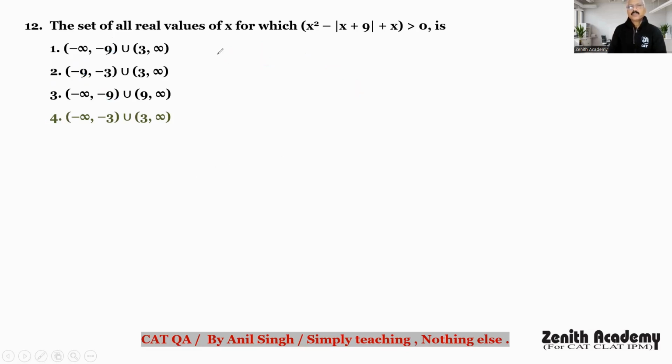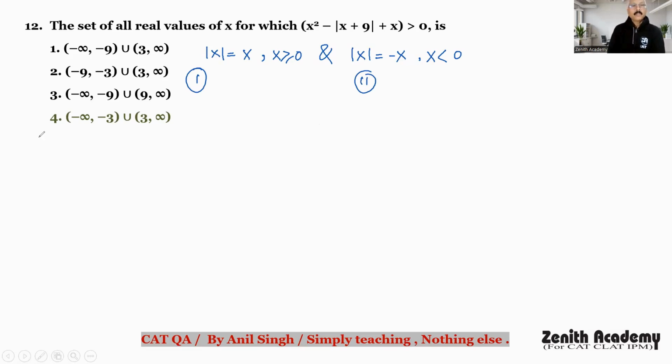In the general approach, as we know, mod of x is equal to x where x is greater than or equal to 0, and mod of x is equal to minus x where x is less than 0. So these are two cases. This is case number 1 and this is case number 2. This is the definition of modulus x. Let us apply the same thing in the given question.